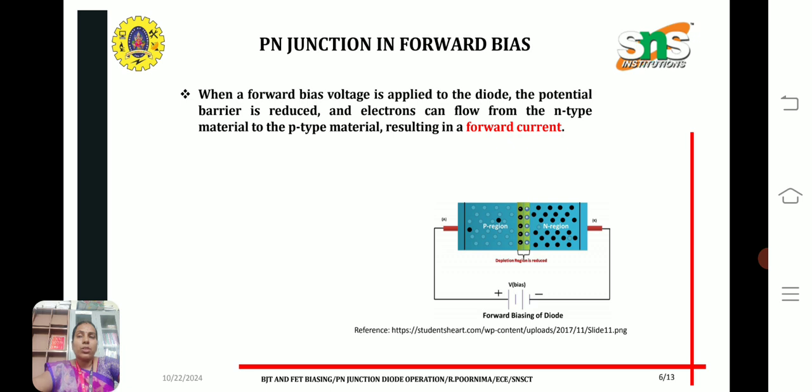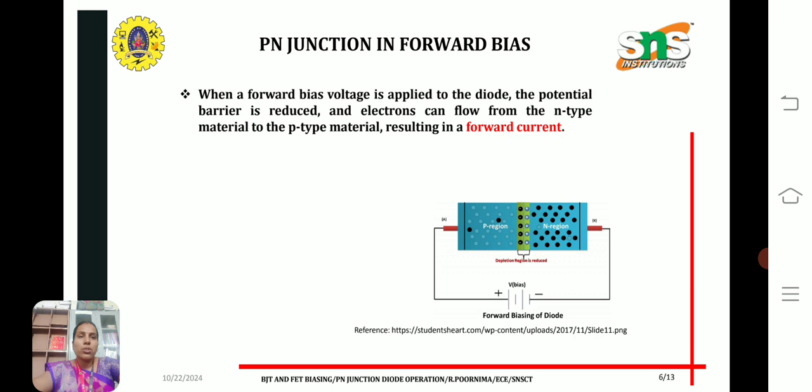First of all, a PN junction operates in two modes. The first one is the forward bias. So what is meant by forward bias? During the forward biasing of a diode, we connect the positive polarity of a battery to the p-type junction and the negative polarity of the battery to the n-type junction. We can see in this diagram that the p-type region is connected to the positive of the battery and the n-type region is connected to the negative. In this case forward bias voltage is applied to the diode so that the potential barrier is reduced. So electrons can flow from the n-type material to the p-type material, which results in the forward current.